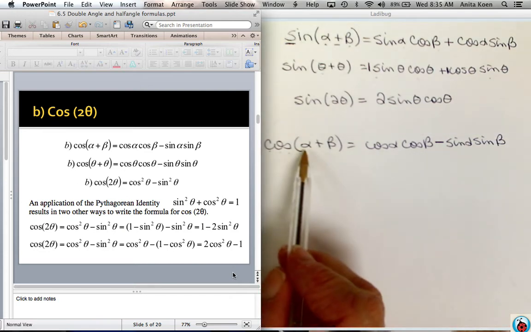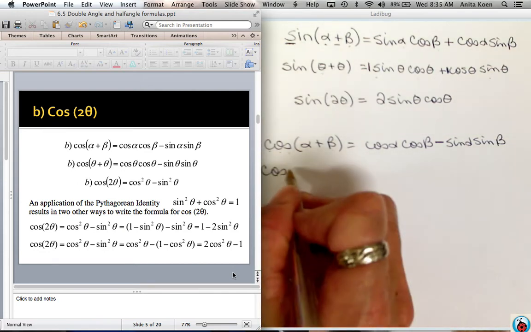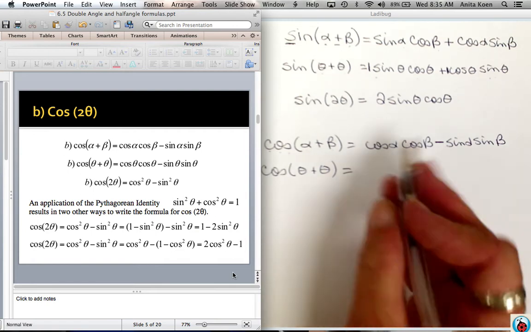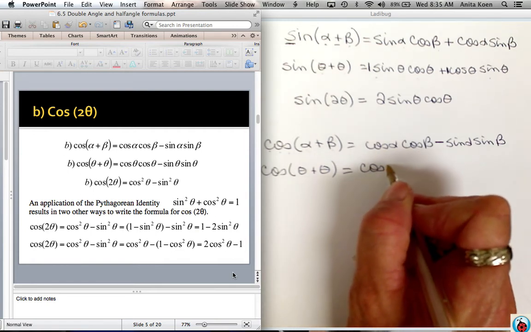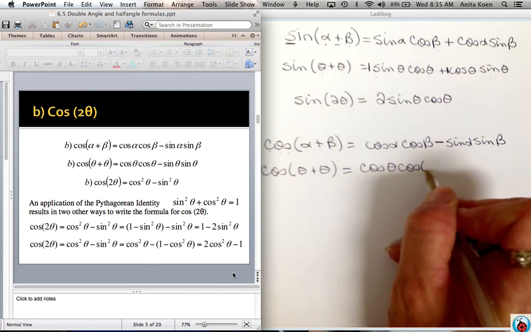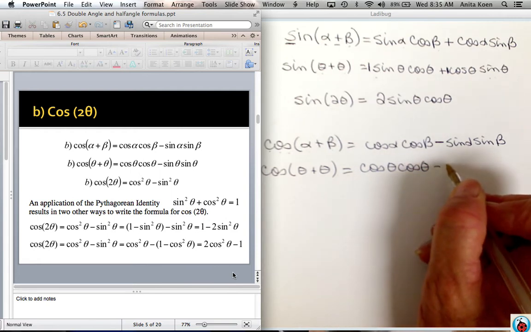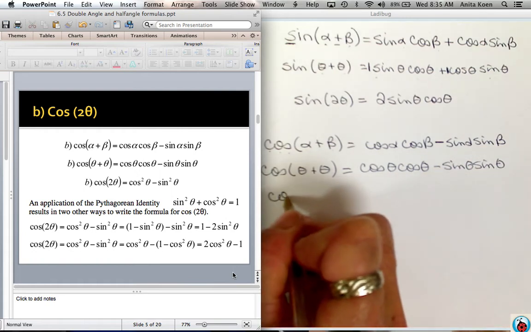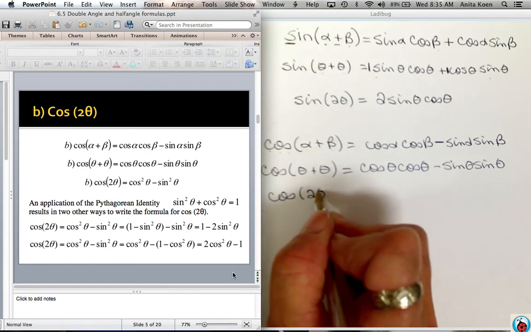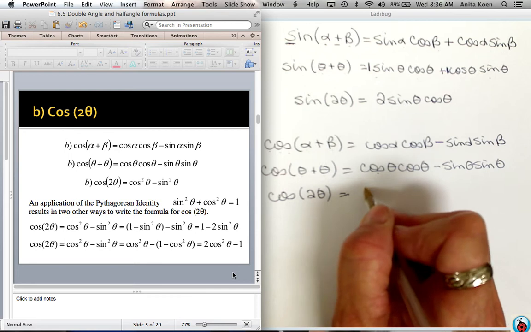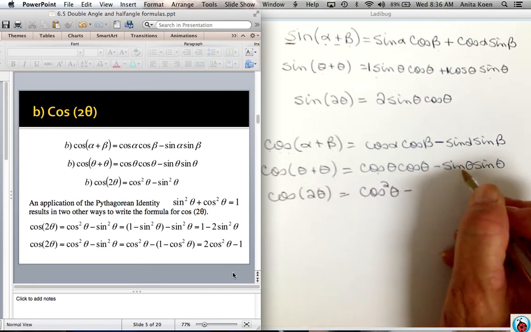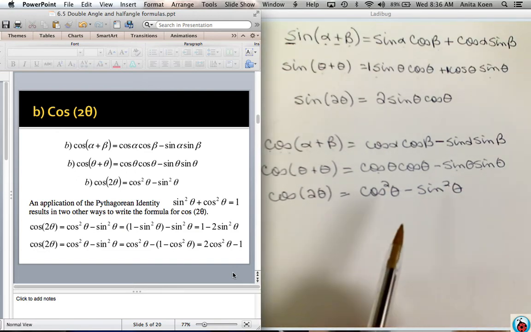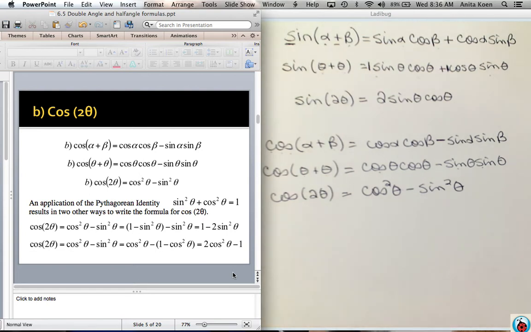And once again, if we let alpha and beta be the exact same angle, then we can replace our alpha and our beta everywhere that we see one in our formula. So the cosine of theta, cosine of theta, minus the sine of theta and the sine of theta. Well, hopefully you can see very quickly that theta plus theta is 2 theta, and cosine times cosine is cosine squared, minus sine times sine is sine squared. So now we have derived from our sum formulas the cosine of 2 theta.